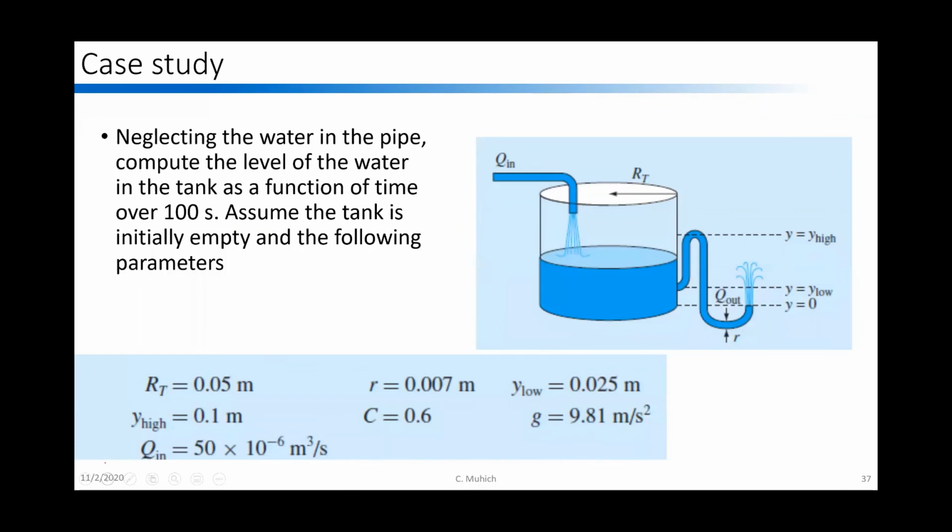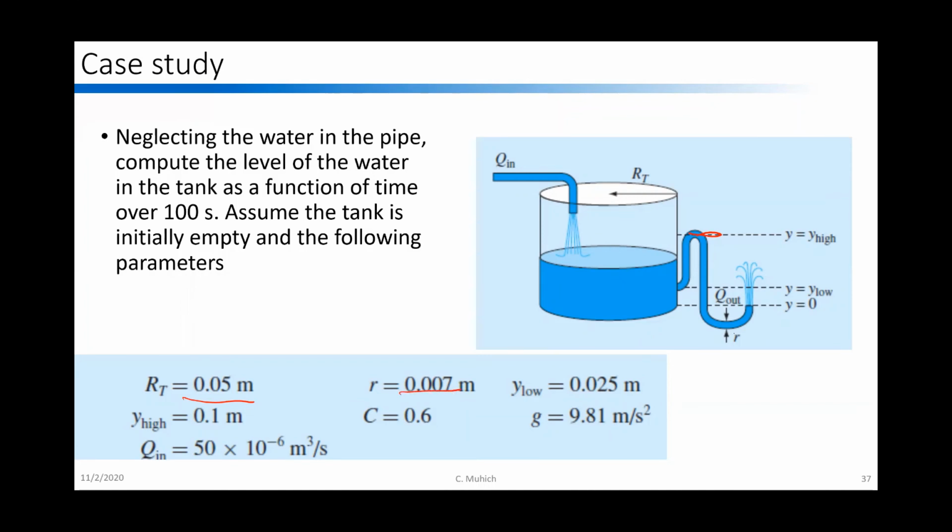We can put equations to this. So if we neglect the water in the pipe, let's compute the level of the water in the tank as a function of time over 100 seconds. Assuming the tank is initially empty, we have the conditions that the radius of the tank is 0.05 meters, the height of the siphon is 0.1 meters.